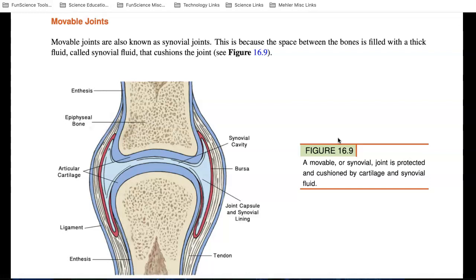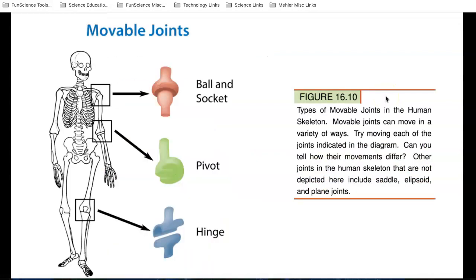And the reason they're called synovial is because the space in between, right here, between this part and this part, it's referred to as not only the synovial cavity, but that's where the synovial fluid is. It acts as kind of a lubricator for joints so that they move nice and slow. If you look at the description over here, a movable or synovial joint is protected and cushioned by cartilage and synovial fluid.